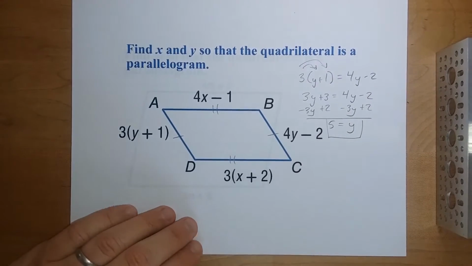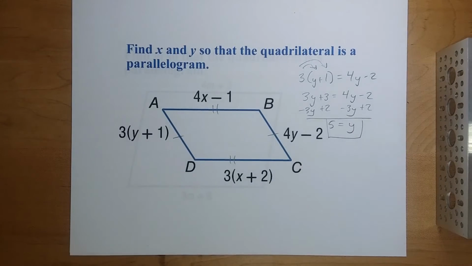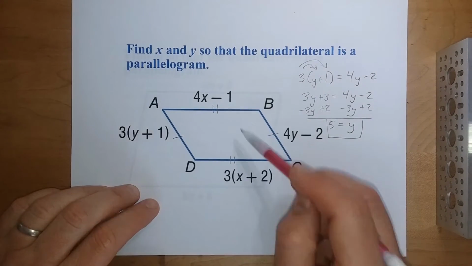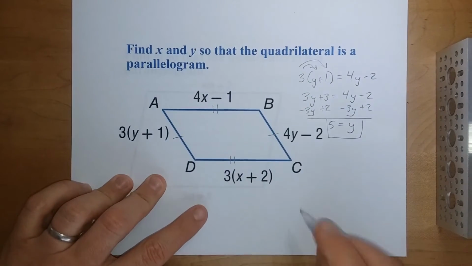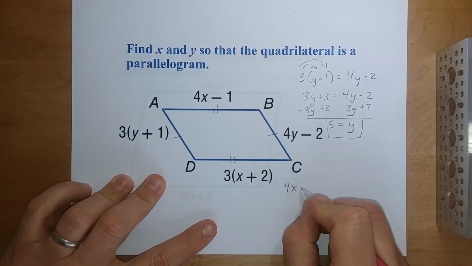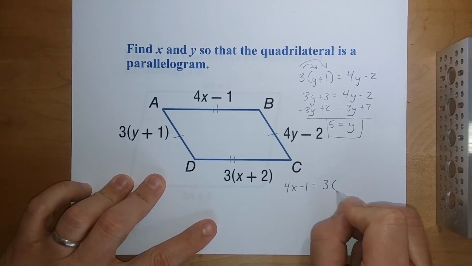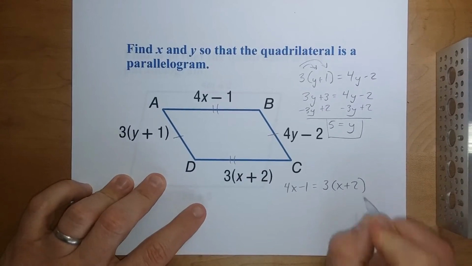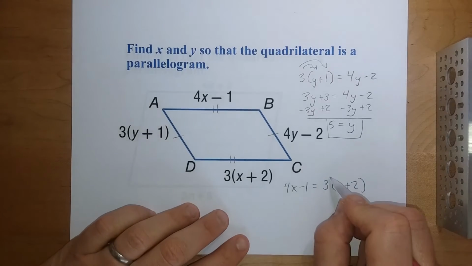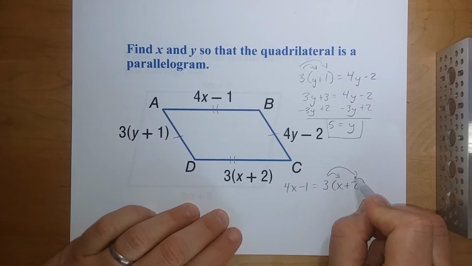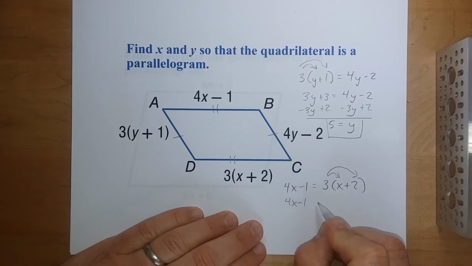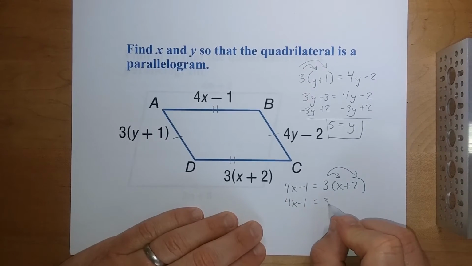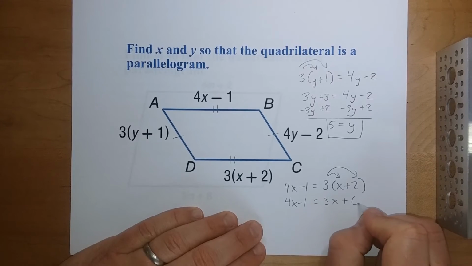Good. And can we find x? If these two sides are congruent, then they must have equal measure. That means these expressions must be equal to one another. So we should get 4x minus 1 equals 3 times the quantity x plus 2. Go ahead and distribute that 3 in order to solve this. And we're going to get 4x minus 1 equals 3x plus 6.